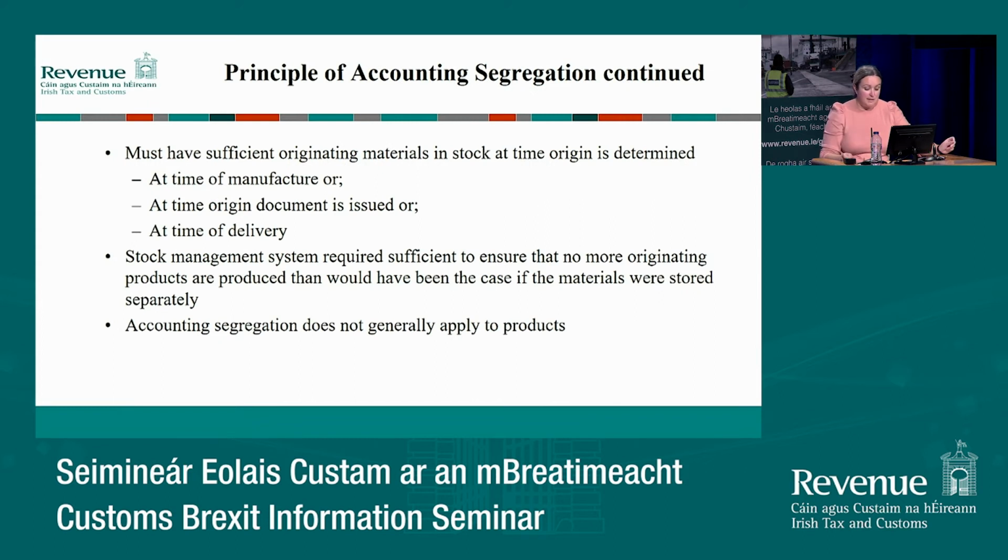Now, as a result, you can see that the originating and non-originating materials can almost be used interchangeably, but you must maintain detailed records in relation to your stock management system to show, first of all, that you've not produced any more originating materials than you would have produced if you had only used the originating material. So you cannot make twice the amount by using twice the milk and then still try and claim the preference. You can only produce the amount that you would have produced had you only used the Irish element of the milk. And you must be able to prove that you had sufficient stock of originating milk in this example at the time that the origin is determined.